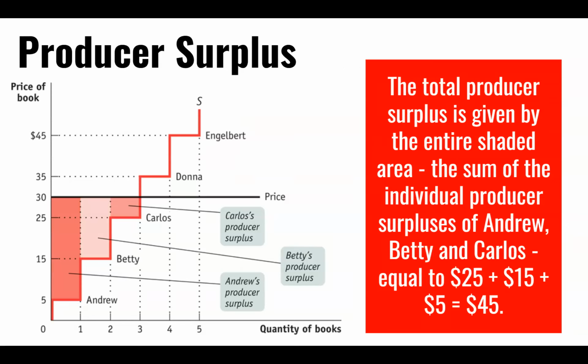So at a price of 30, Andrew has a certain producer surplus. He was willing to sell for 5, but he gets 30 in exchange. He was expecting to only have $5 in his pocket after getting rid of his textbook. Now he has 30, so he's $25 more than he had anticipated. Betty was willing to give her book up for 15, but now she's walking away without her book and $30, which means she has $15 in producer surplus, and Carlos has the same. He has a $5 producer surplus. So we can add up each individual's producer surplus and add it together to get the total market surplus. In this case, it's $45.